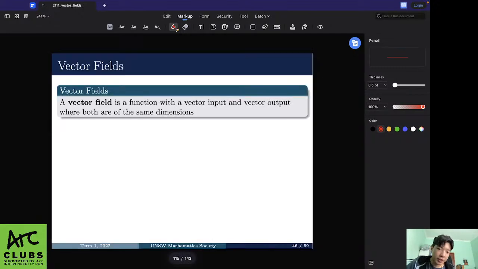A vector field is just a function which has a vector input and vector output, and both have the same dimensions. So you can think of it as every single point in maybe, for example, 3D space has a vector associated with it, which is also 3D. And that's essentially what a vector field is.